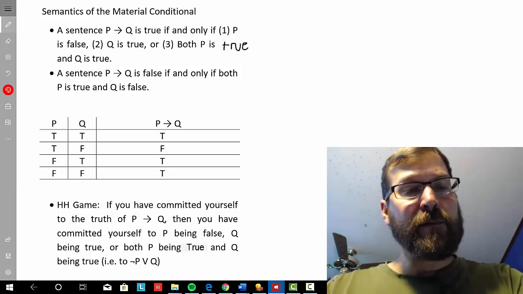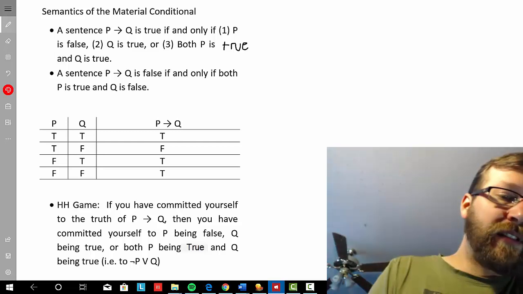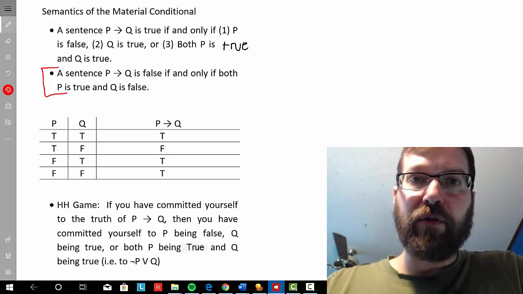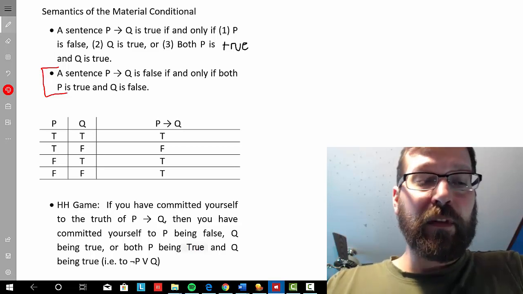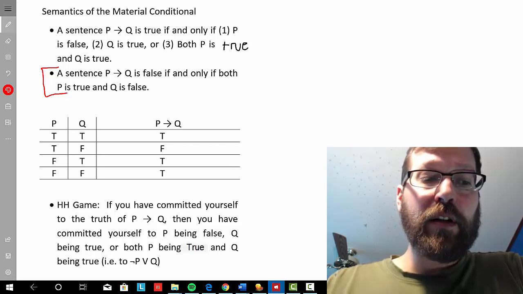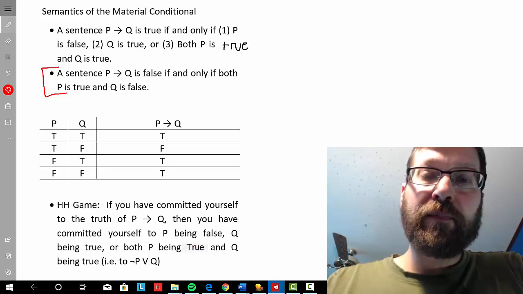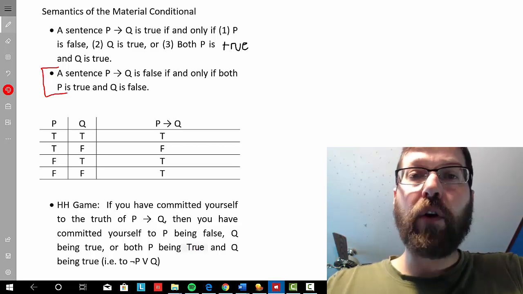The other way to think about this, and one that I think is easier because you only have to keep track of one case, is to think of the one situation in which a material conditional is false. A material conditional if P then Q is false if and only if both P is true, that is, the antecedent is true, and Q is false, that is, the consequent is false. So when you have a material conditional in which the antecedent is true and the consequent is false, then the material conditional is false.